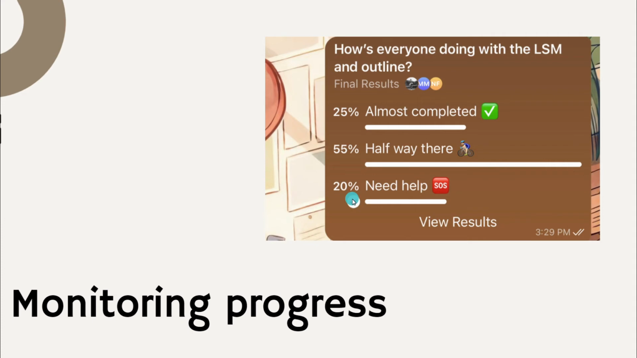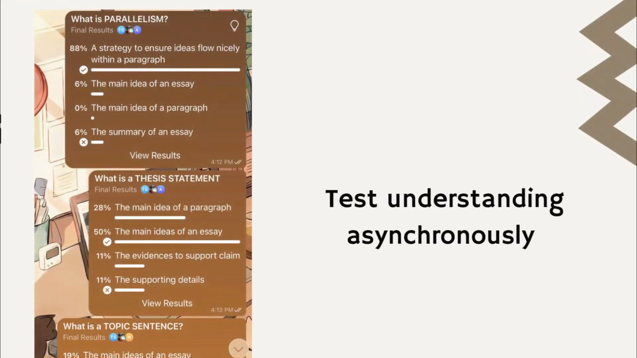Yeah, and then the last function for the poll feature is you can test students' understanding. So let's say, for example, you have discussed a topic, and then you want to check whether they have understood what you have taught or what you have discussed. So you can drop questions, and students can answer within their time frames, meaning to say that they can answer this in the asynchronous mode, right?